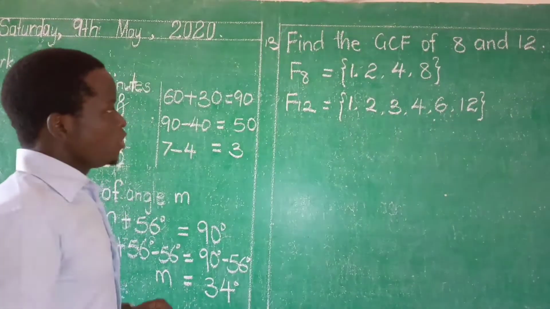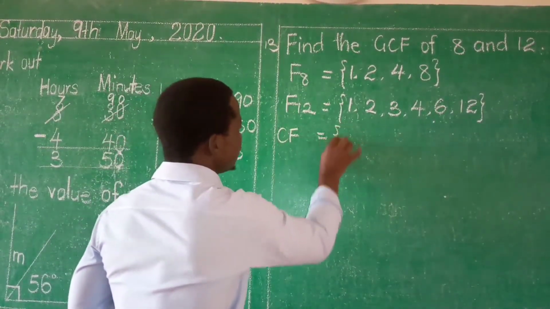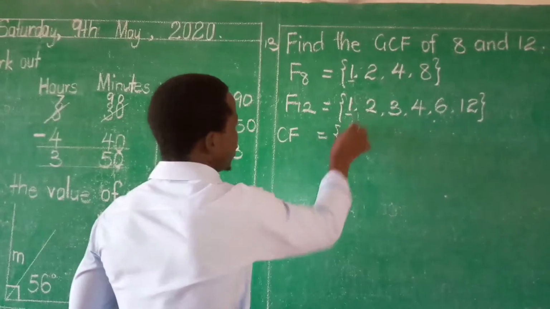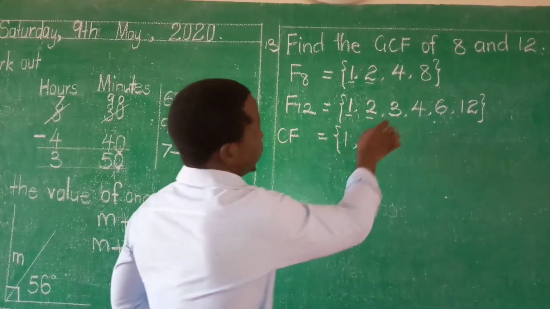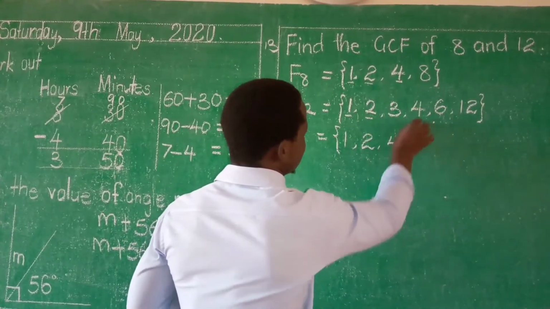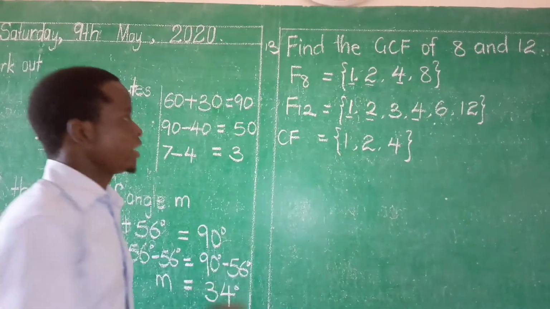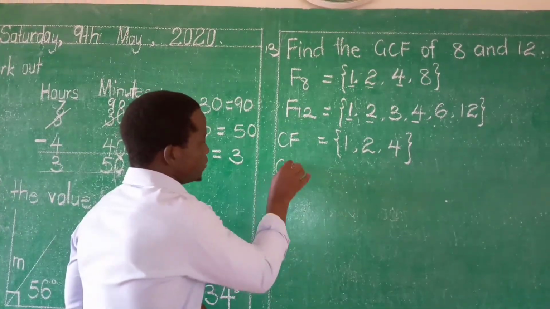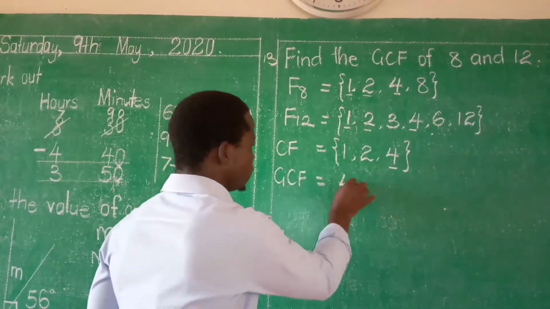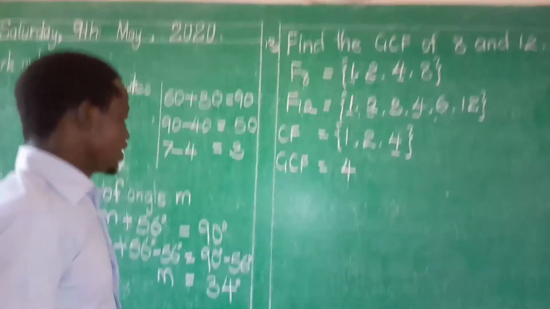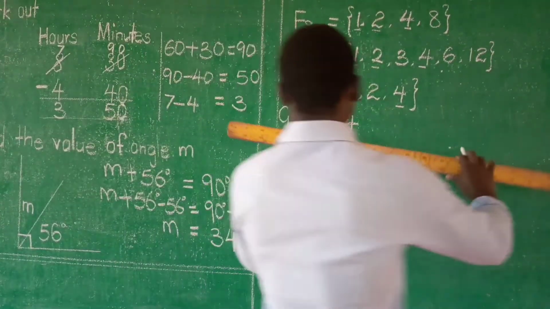Good. We now identify the common factors. The common factors are, we have here 1, we also have 2, and 4 in both sets. Those are the common factors for 8 and 12. Finally, we now identify the greatest common factor, and here it is 4. So the greatest common factor of 8 and 12 is 4. We underline our answer.